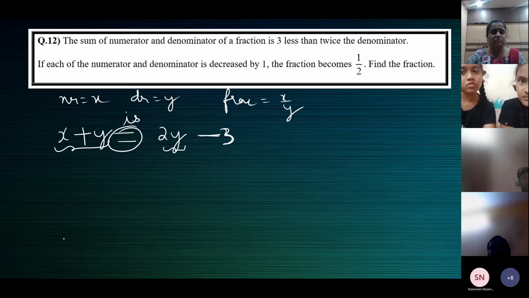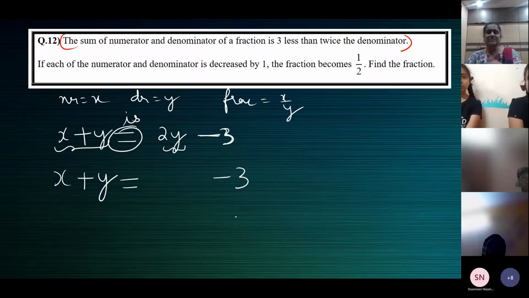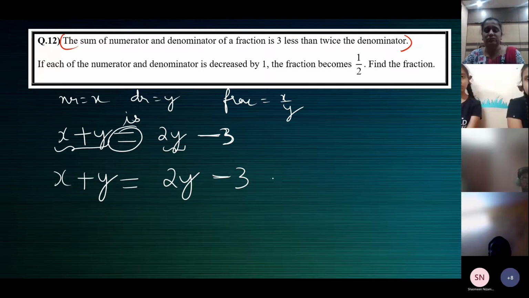The sum of the numerator and denominator is the sum, meaning add the numerator and the denominator. The sum of the numerator and denominator is 3 less than something. 3 less than, so minus 3. Less than what? Twice the denominator, 2 times the denominator. So this is the first equation. Then the second one.